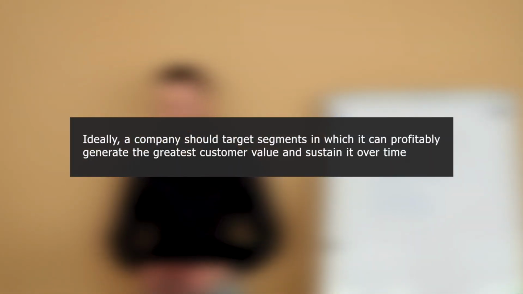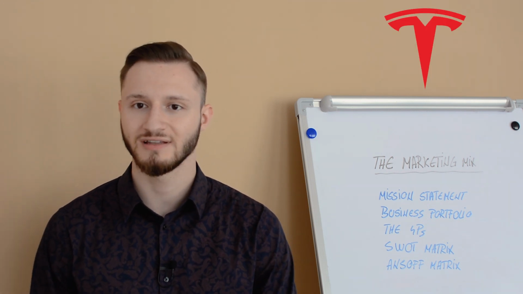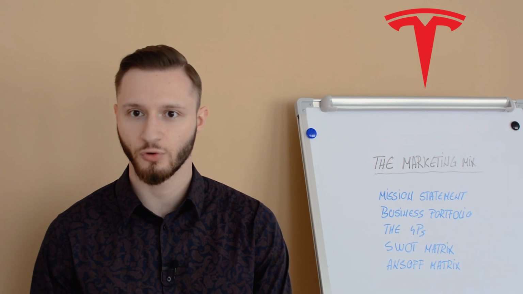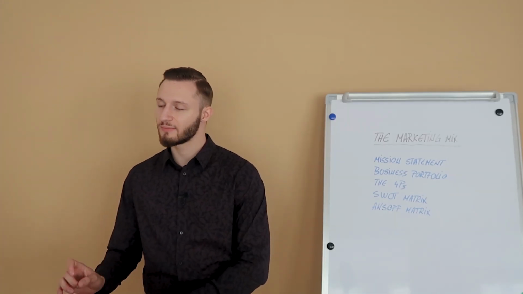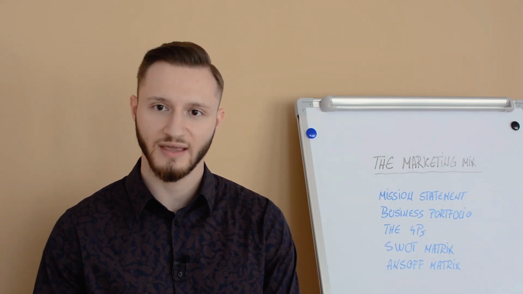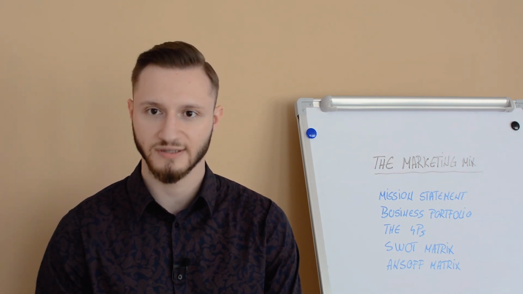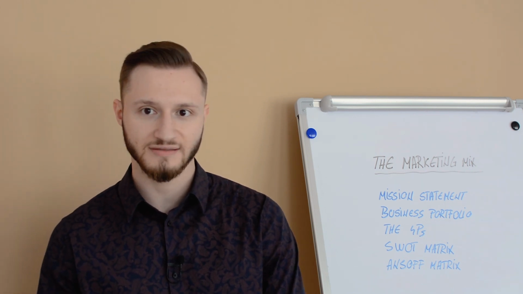And ideally, a company should target segments in which it can profitably generate the greatest customer value and sustain it over time. Let's look at a practical example. Let's look at the Tesla company. Well, you know they have at least two products. They have a car that sells for over $100,000, and they also have a car that sells for about $50,000. Well, they serve different segments. They have done the segmentation, and they saw that there is a group of people that cares about the price, there is a group of people that cares about the comfort, and we will serve both of them because Tesla thought that it can serve both of them.